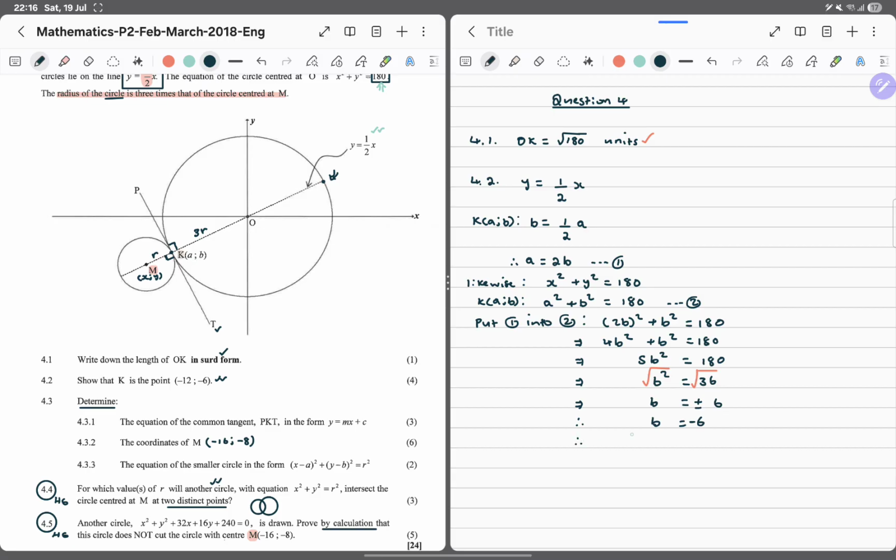So this also implies that our a is going to be 2 into minus 6 when we substitute back into our equation, which is basically minus 12. Therefore, that point K is basically (minus 12; minus 6).